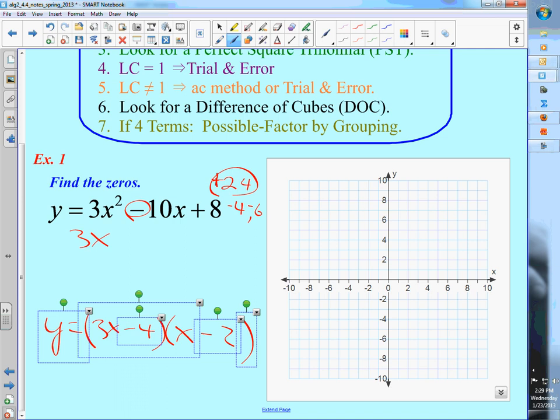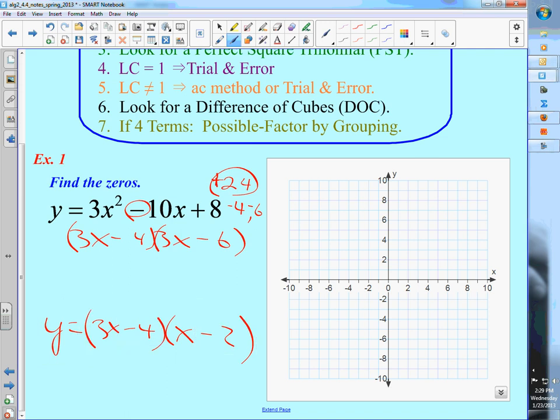Borrowing from the cloud says both binomials get a 3x. One gets minus 4, the other gets minus 6. What's in common in the first binomial? Nothing. So that's going to stay 3x minus 4. What's in common in the second binomial? 3. If you factor it out, you get x minus 2. This 3 that you factored out will always be the same as the original a, and we throw it away.